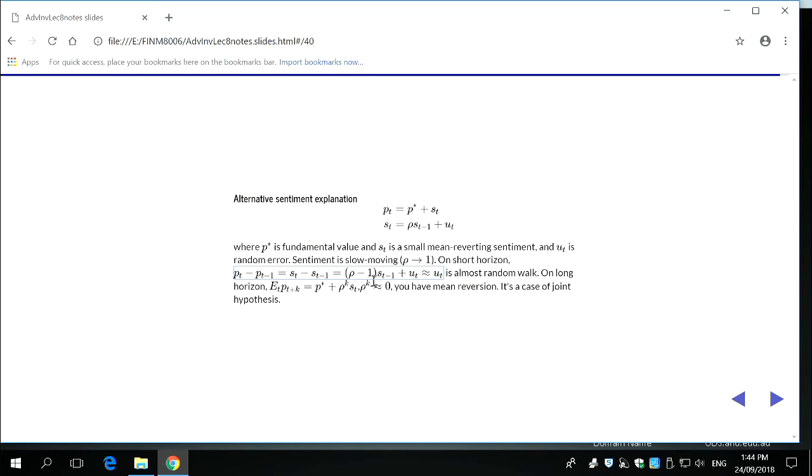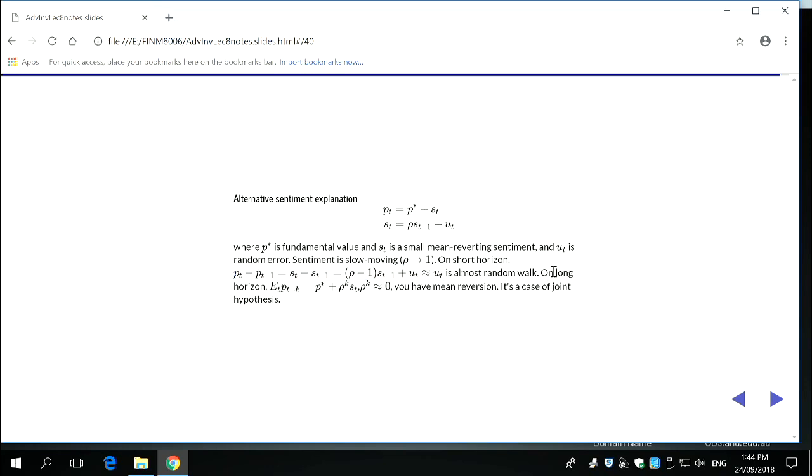And because we said that this rho is very close to 1, this first component is almost 0. So in the short run, the log price change, or the return, will be almost just the random walk, just the UT itself.